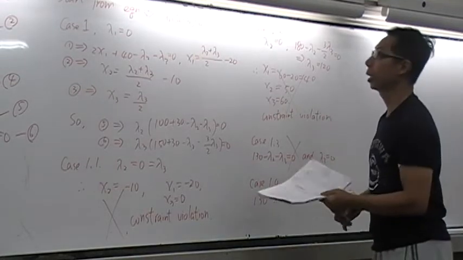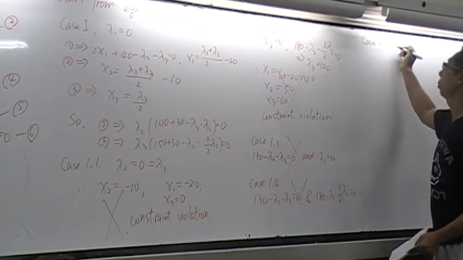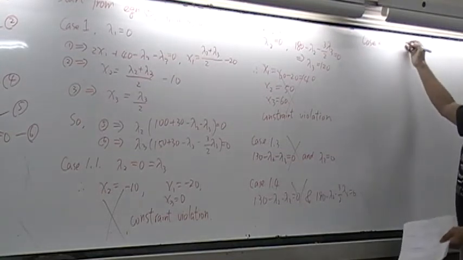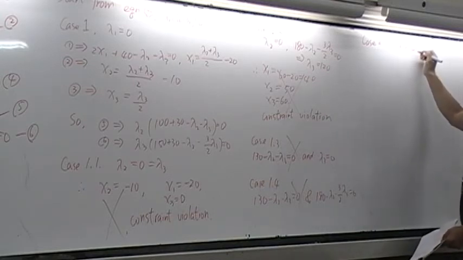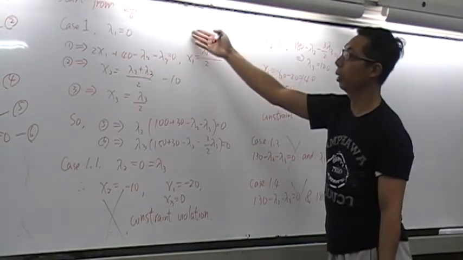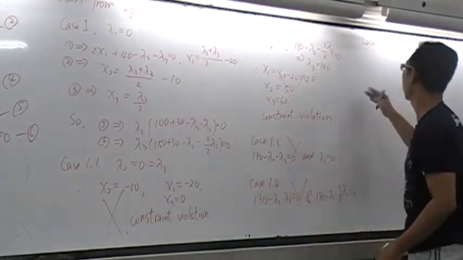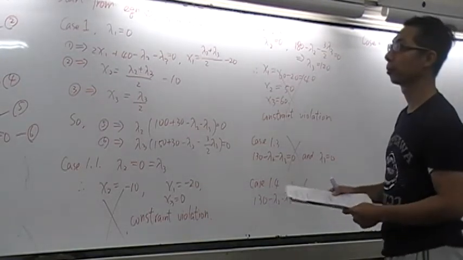So case 1, lambda equals 0. And case 2. Case 2 is 50 minus x1 equals 0, that is, x1 equals 50. And in this case, let's see, what can we have?